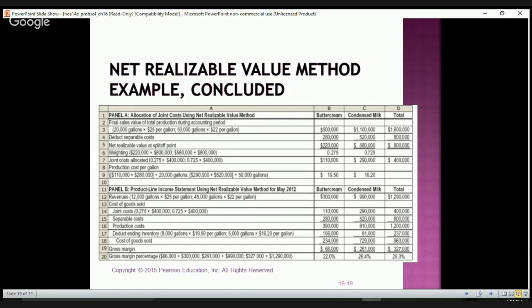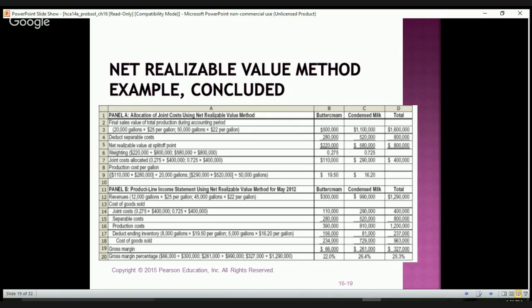Now, in the second part of this, we have to determine what my cost of goods sold is. Take the revenue, so we sold 12,000 gallons of the buttercream and 45,000 gallons of the condensed milk. Take the 12,000 times 25, I get 300,000. Take the 45,000 times 22, I get the 990. Now, cost of goods sold, I'm going to take the 0.275, multiply it by the 400,000, I get 110.